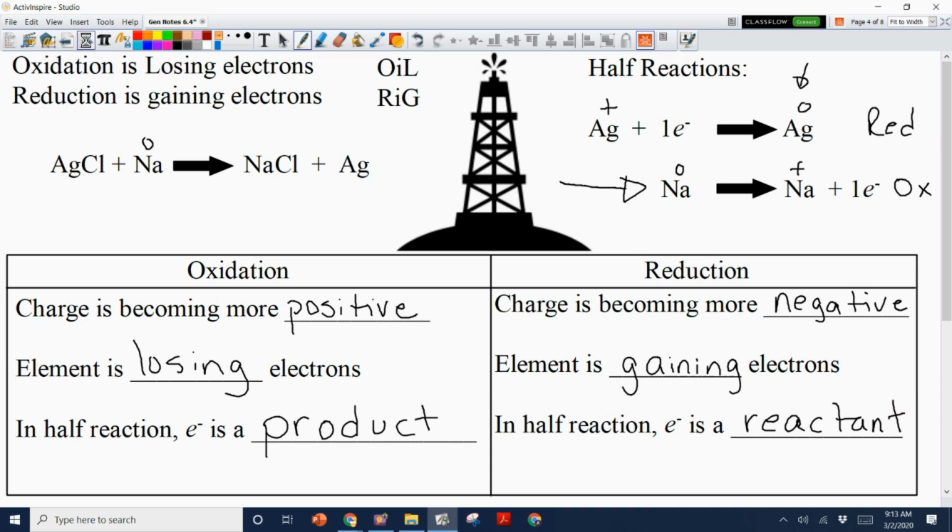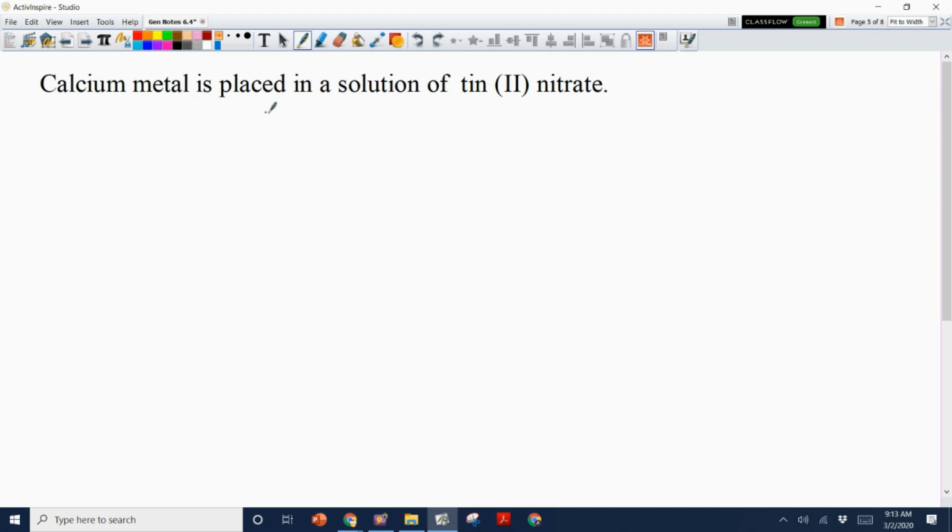All right, so let's look at an example. Calcium metal is placed in a solution of tin(II) nitrate. So we have calcium metal. We're going to place that in a solution of tin(II) nitrate. So tin is Sn, and it's a +2. That's what that 2 means, that the charge is 2. And nitrate is NO3, a polyatomic ion with a -1 charge.